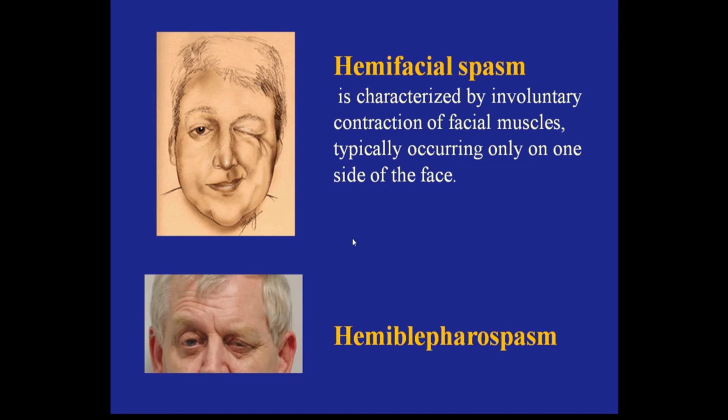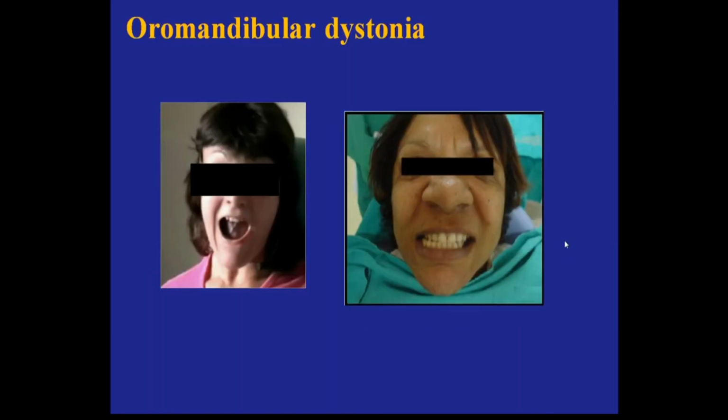Other examples of focal dystonia. Hemifacial spasm, characterized by involuntary contraction of facial muscles, typically occurring only on one side of the face. Maybe hemiblepharospasm, another example of focal dystonia. Example of other type of focal dystonia, oromandibular dystonia. I can say that now in these cases effective treatment is only botulotoxin using, but it is not long-lasting, and we have to repeat injections in spasmodic muscles after 6-9 months, but it's really effective.